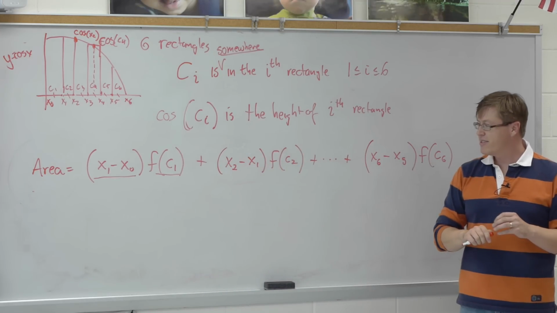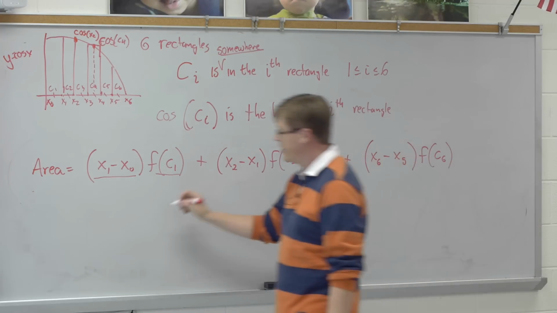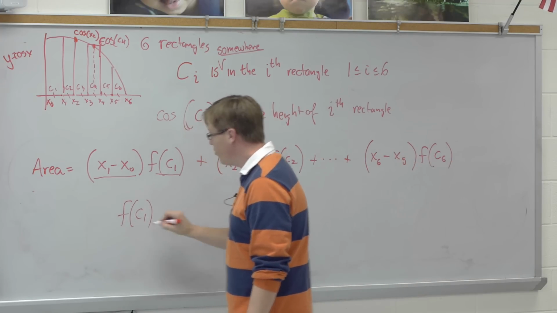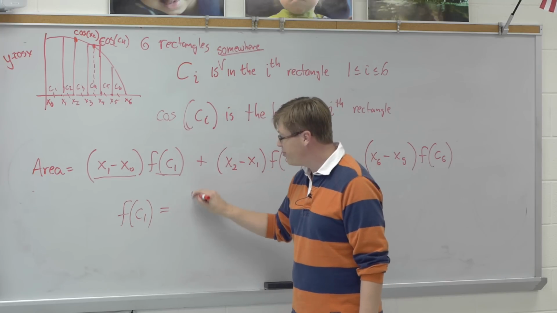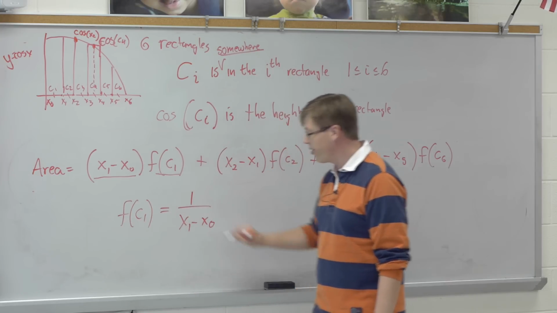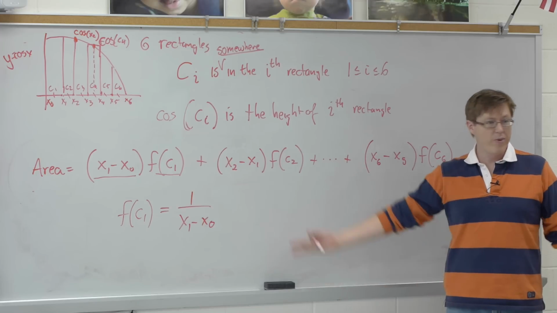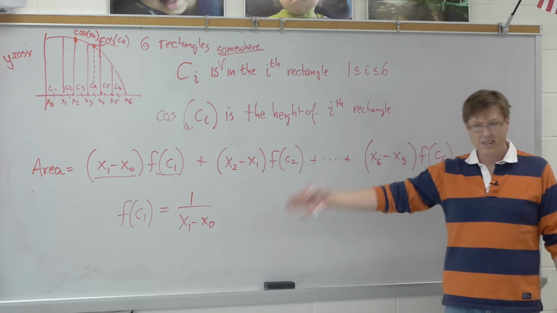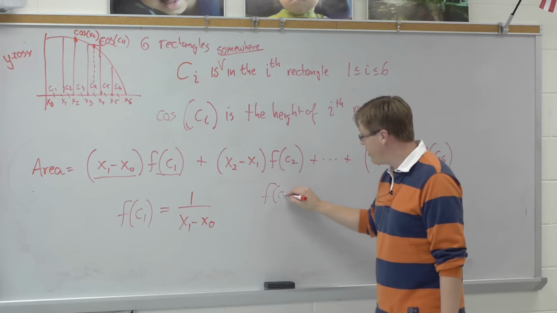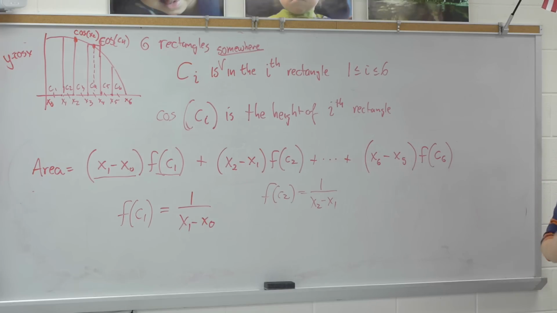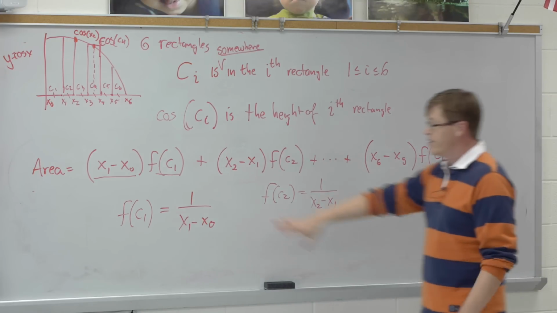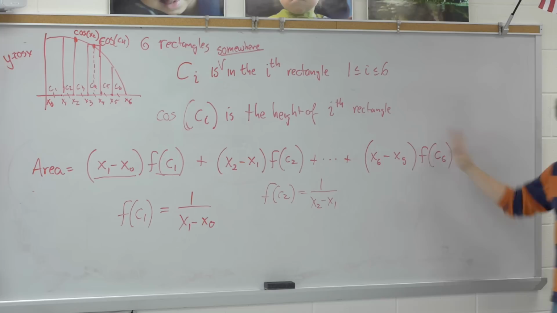I mean, wouldn't it be nice if somehow, what would be a nice f of c1 to pick? It would be great if f of c1 happened to be 1 over x1 minus x0. Why would that be a nice height? That would just cancel out. And it would be awesome if f of c2 just happened to be 1 over x2 minus x1. If I could pick the ci's so that this was true, then do we all agree that this would be really easy to solve? Yeah? Well, I can't. But I can do something awfully close.